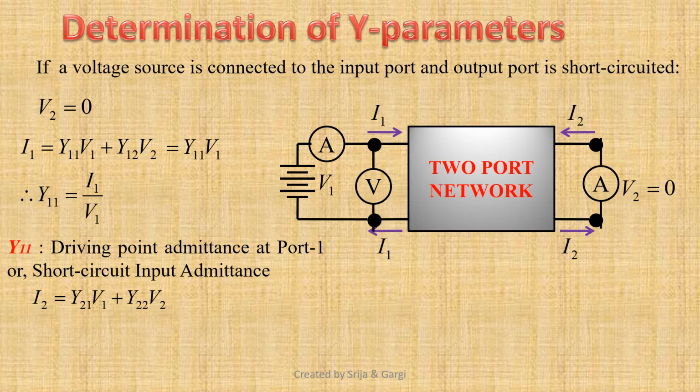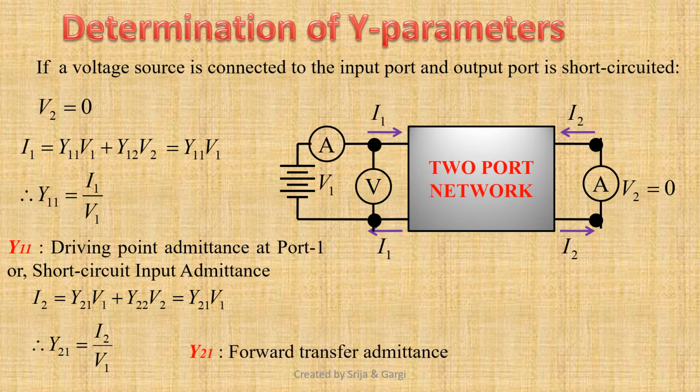When V2 equals 0, the second equation reduces to I2 equals Y21 V1. Therefore, we get Y21 equals I2 by V1. Y21 is termed as forward transfer admittance. Both Y11 and Y21 are measured in mho.